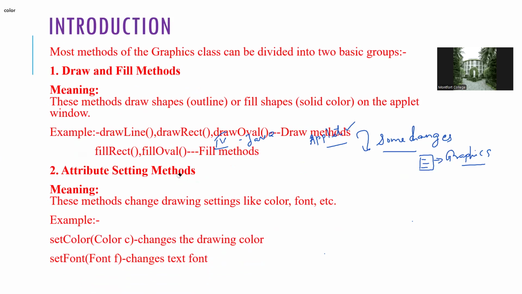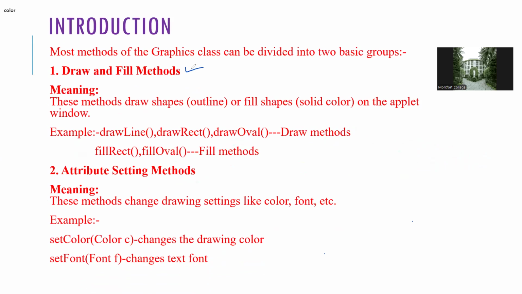So we have an introduction about graphics. First, most methods of the graphics class can be divided into two basic types. The first one is draw and fill methods. The second one is attribute setting methods. So what are draw and fill methods?